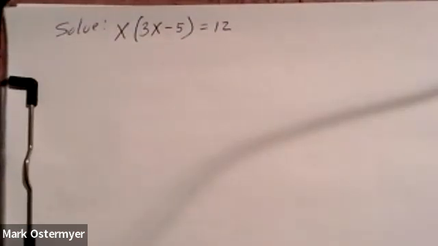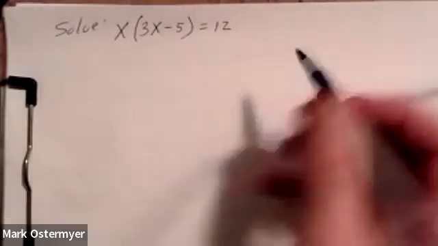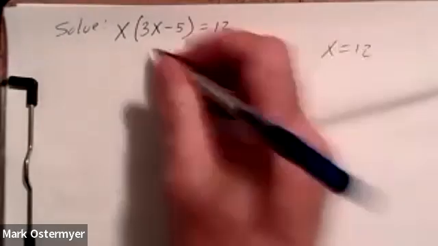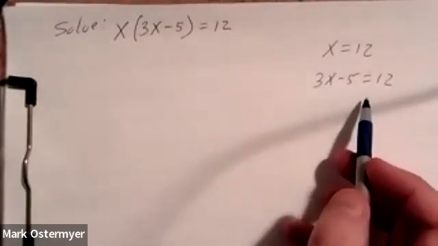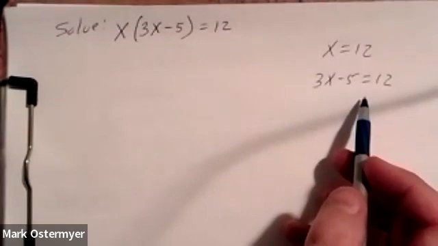I have a question. What can we do first? Can anybody help me out? What would we do first here? I want to solve for x. You know, it looks like that left side is already factored. So does that mean I would set x equal to 12, and also set 3x minus 5 equal to 12? That would be absurd to even say.